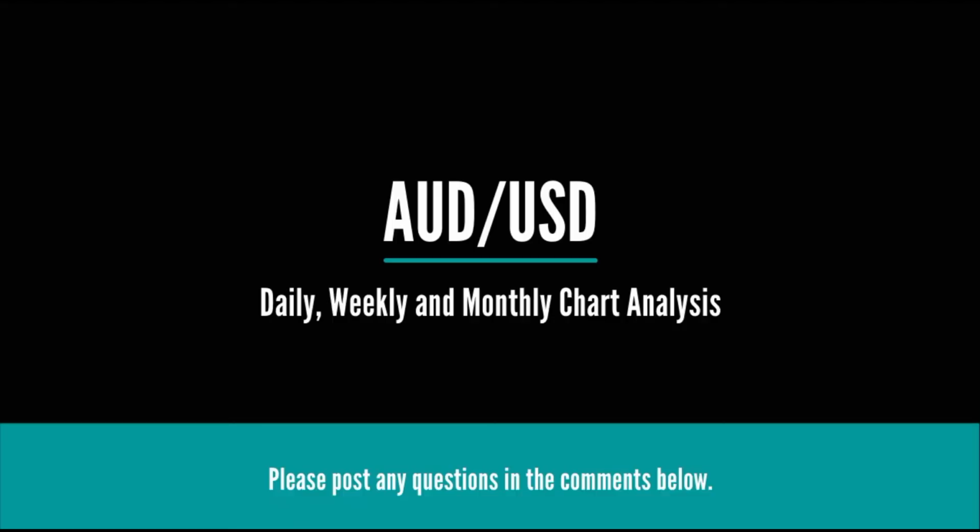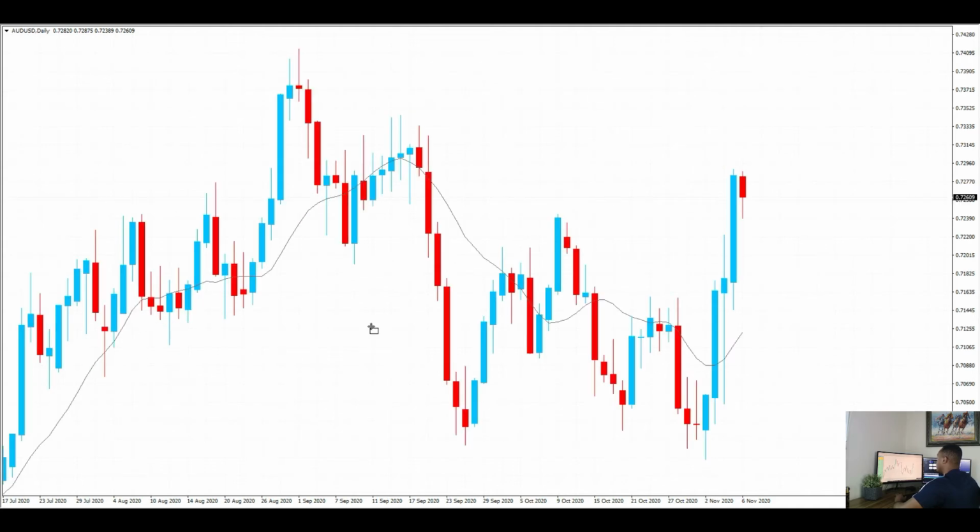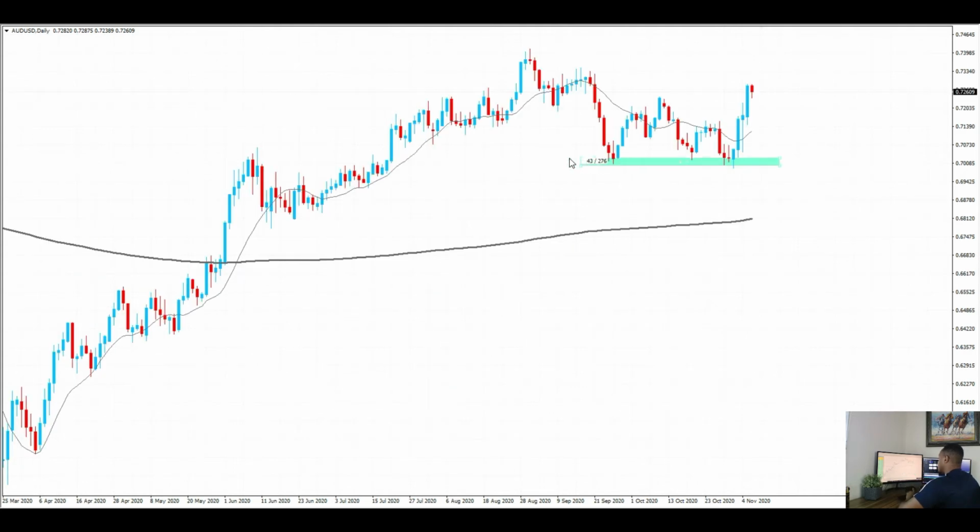Okay, next up we've got AUD USD. Okay, so for AUD USD on the daily chart, you can see a big push to the upside this week with that US dollar weakness. As you can see, support there gave us that big push to the upside, and actually that level was quite a key level in the market.